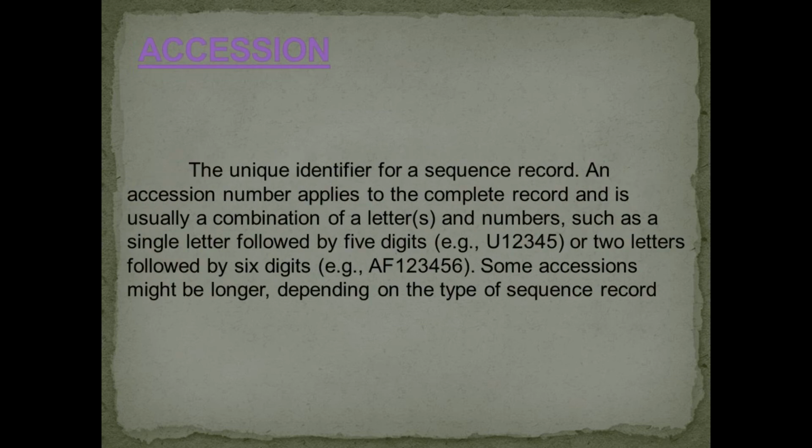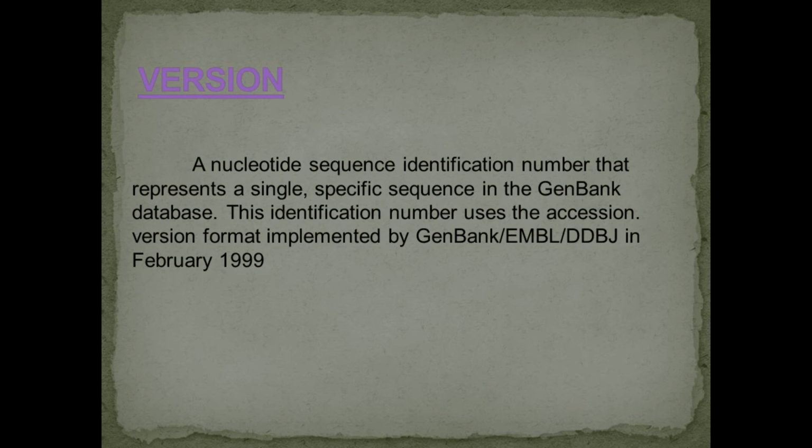Previously we were discussing the accession number. This is a unique identification number for the sequence. Then the version, the nucleotide sequence identification number that represents a single specific sequence in the GenBank database. This identification number uses the accession version format implemented by GenBank, EMBL, and DDBJ in February 1999.